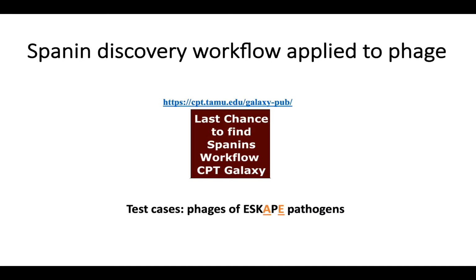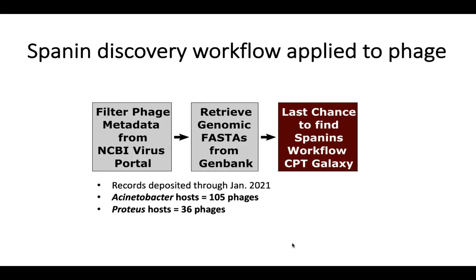We applied this particular workflow to a subset of phages for validation, and we chose to use a couple of different groups of phages that infect medically relevant ESKAPE pathogens of humans. In particular, we looked at the phages of Acinetobacter, which is what the A stands for, and Proteus, which falls under the Enterobacteriaceae. So we found in the NCBI Virus public database records deposited through January, 105 phages for Acinetobacter and 36 phages for Proteus. We got their genomic FASTA files and then applied our workflow to them.